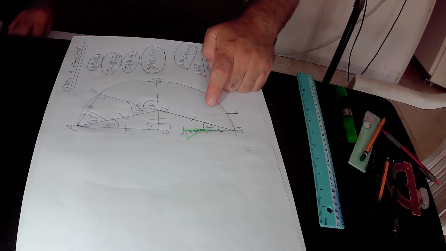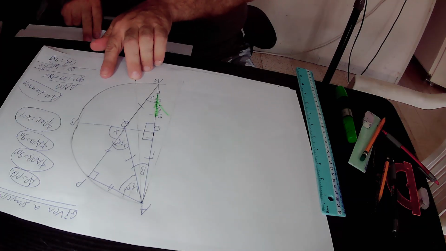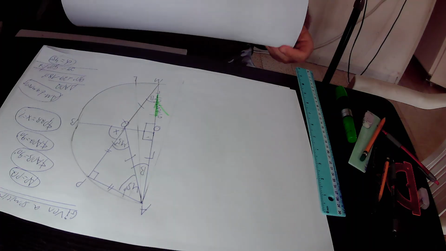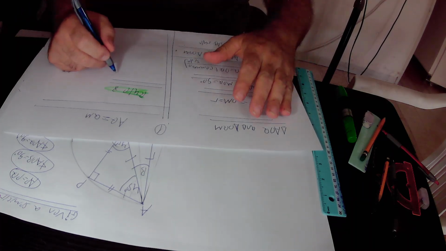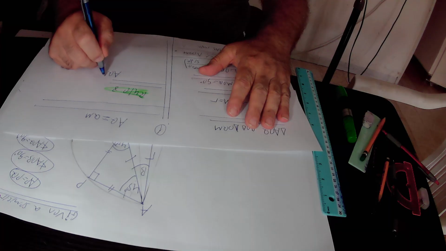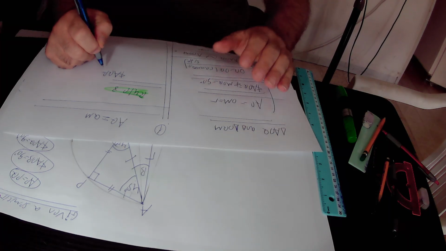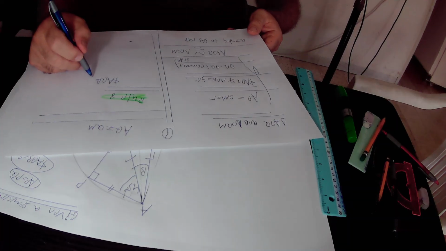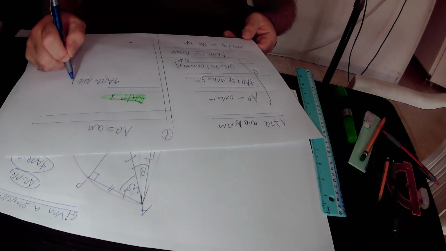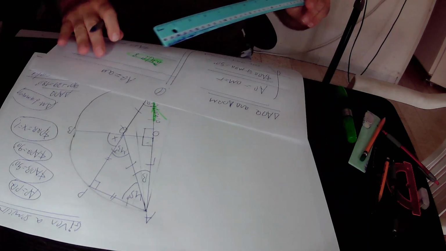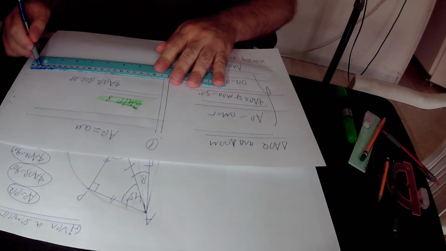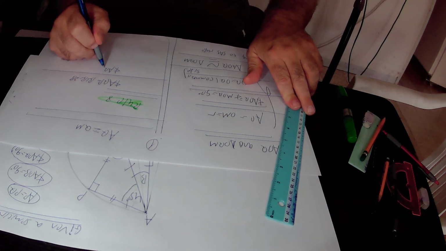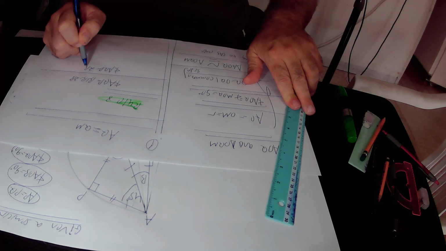So I write it down. According to rule 8, the size of the external angle AQP is equal to beta plus beta. The size of the external angle AQP is equal to the sum of the two interior angles that are not adjacent to it, that is to say, beta plus beta. Beta plus beta is 2 beta. So we found out that the size of the external angle AQP is equal to 2 beta.